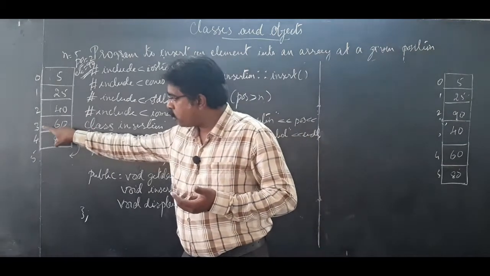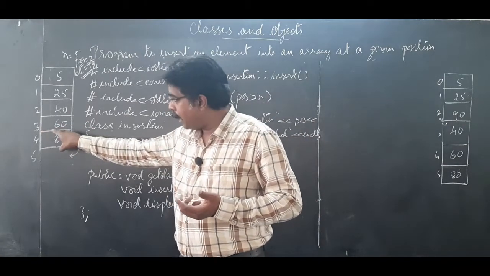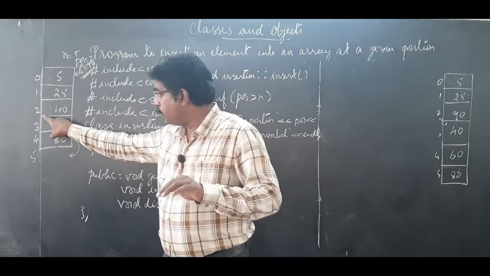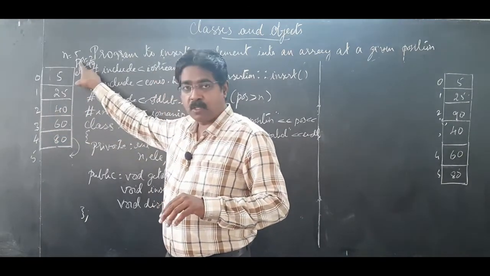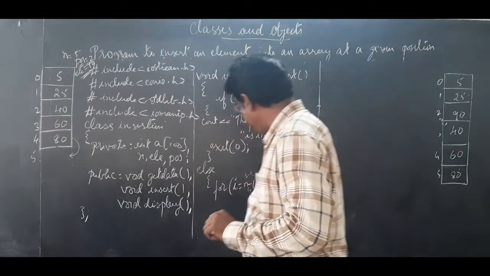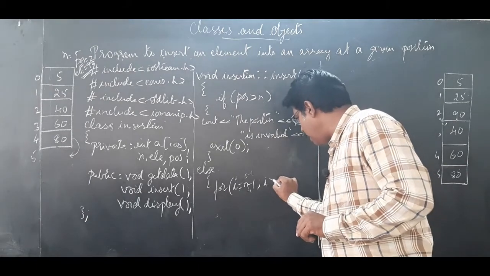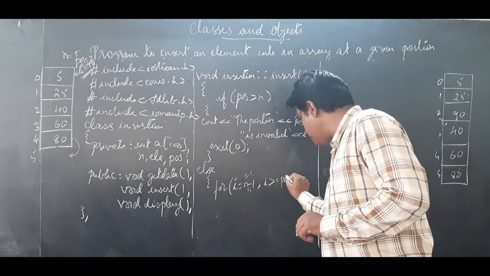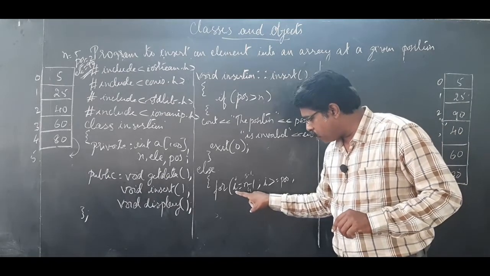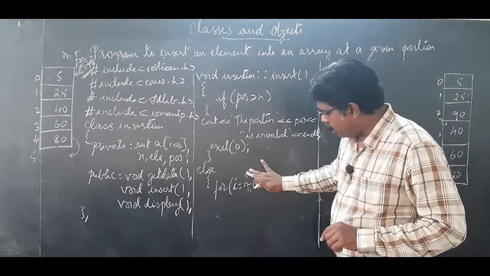Then i's value should be what? 3. Then 2. We need to stop. Why we need to stop? Because 2 is the position, till the position. So the condition will be I greater than equal to POS. Try understanding this carefully. Hope you have understood the initialization part.